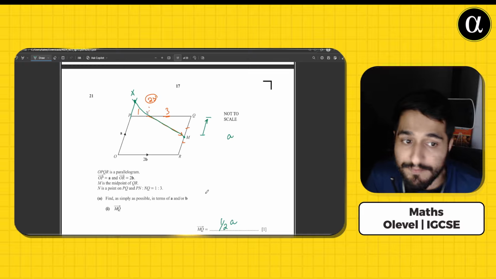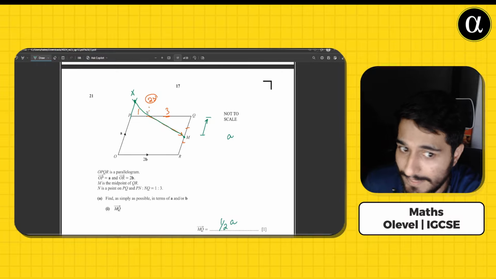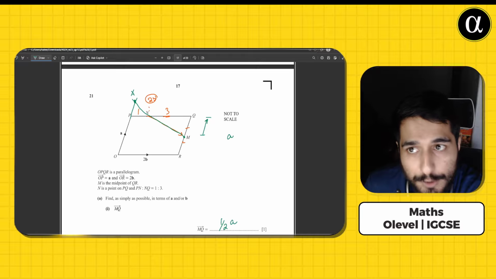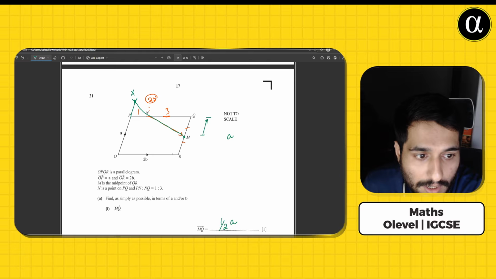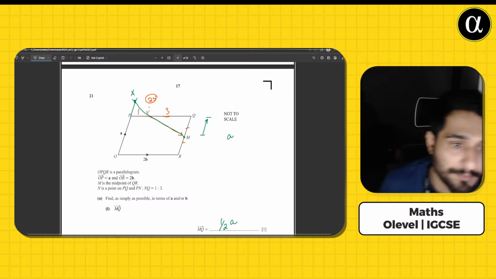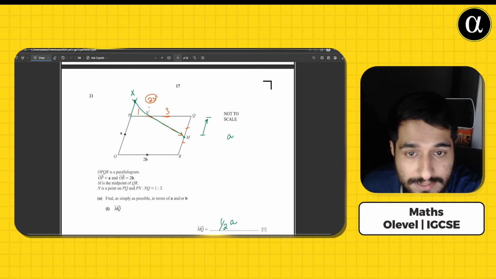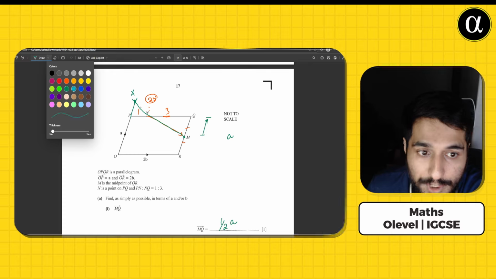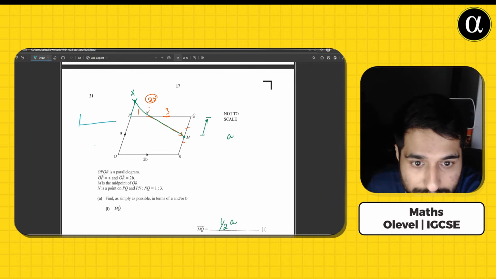Now, how can we find OX? Let's see. In order to find OX, maybe we first need to find the value of PX. Can we do that? Yes. Now, there are numerous ways. Either you say that OX is equal to OR, RM, and MX, and then you compare it using the concept of scalar multiples, or the second method, which is the easier one, is the concept of similarity.